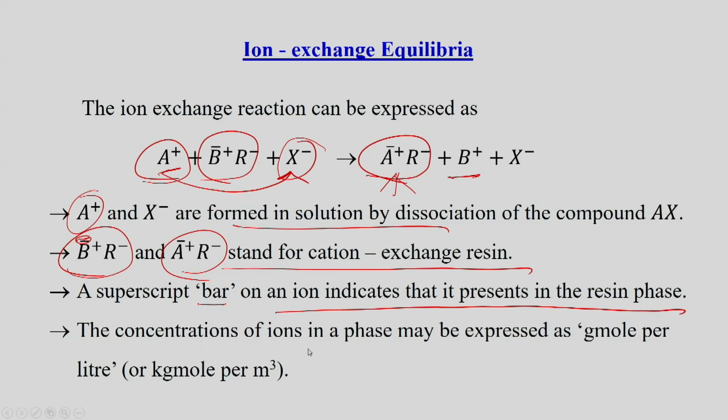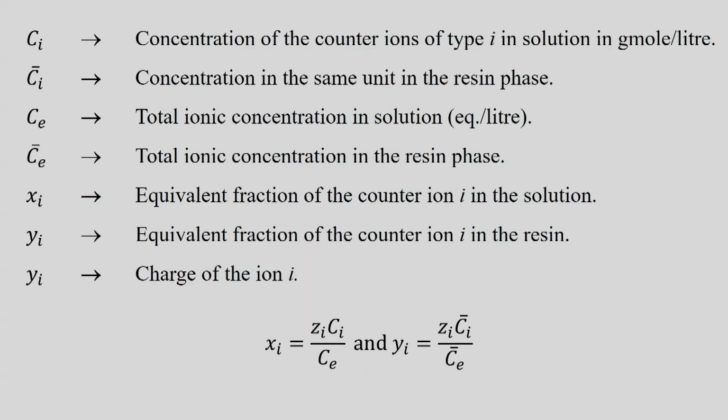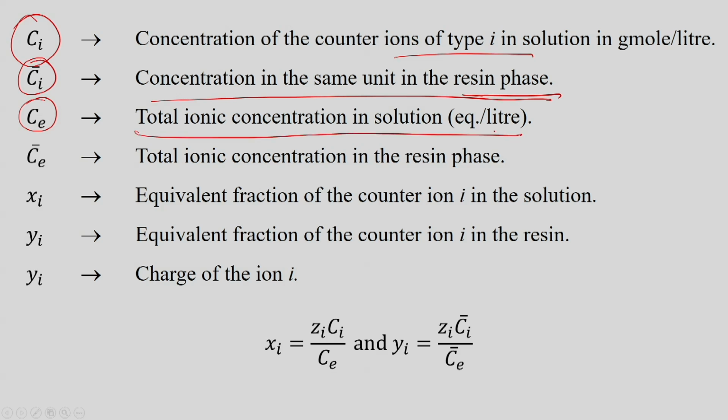So, the concentration of the ions in the phase may be expressed in terms of gram mole per liter or kilomole per meter cube or in other units also. Now, C I is the concentration of the counter ion, type I, in the solution in gram mole per liter, and C I bar is the concentration in the resin phase. C is the total ionic concentration in the solution, and C bar is the total ionic concentration in the resin phase.